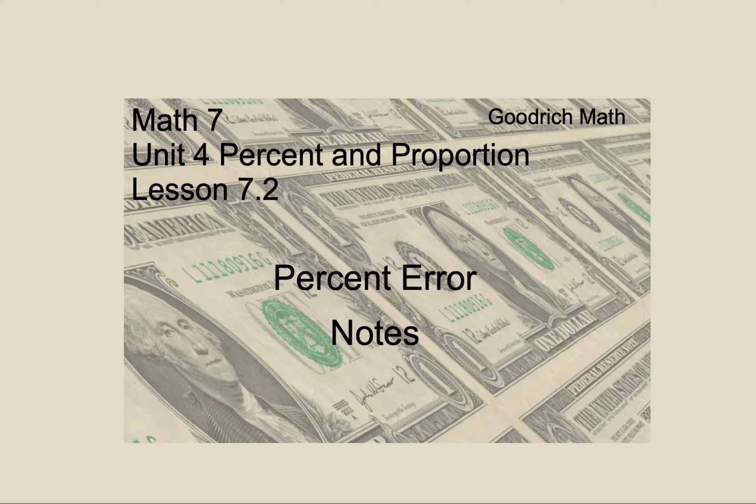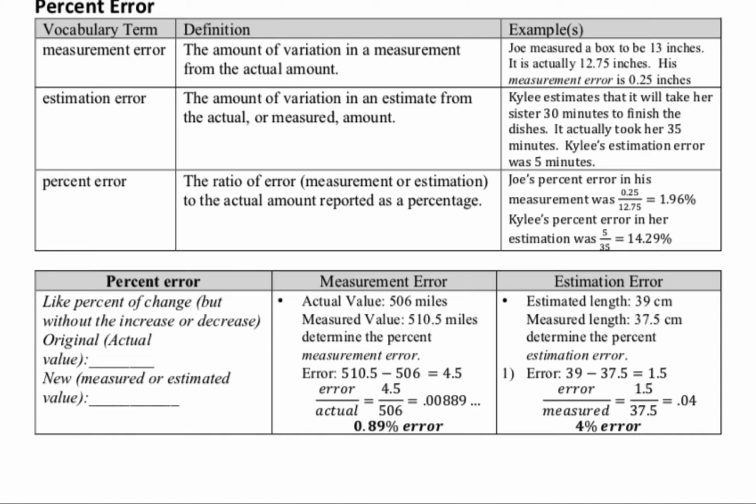Math 7, Unit 4, Percent and Proportion, Lesson 7, Part 2, Percent Error, Notes. Measurement error: the amount of variation in a measurement from the actual amount. For example, Joe measured a box to be 13 inches. It was actually 12.75 inches. His measurement error was 0.25 inches.